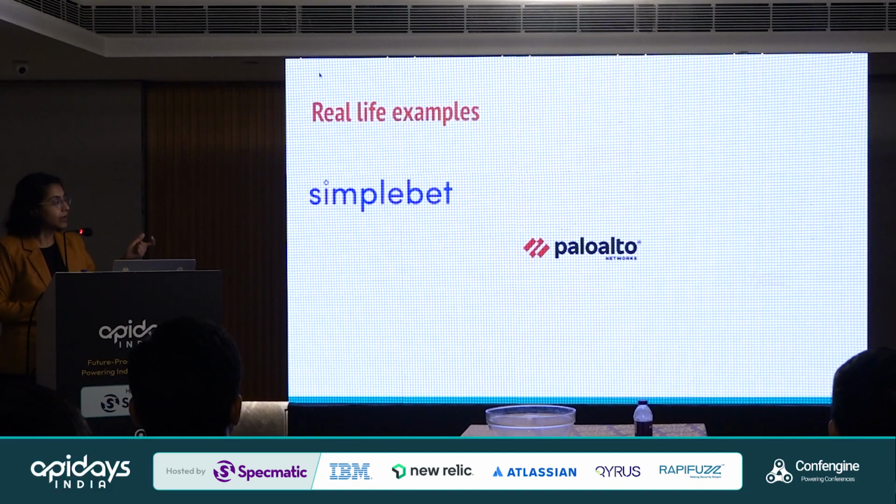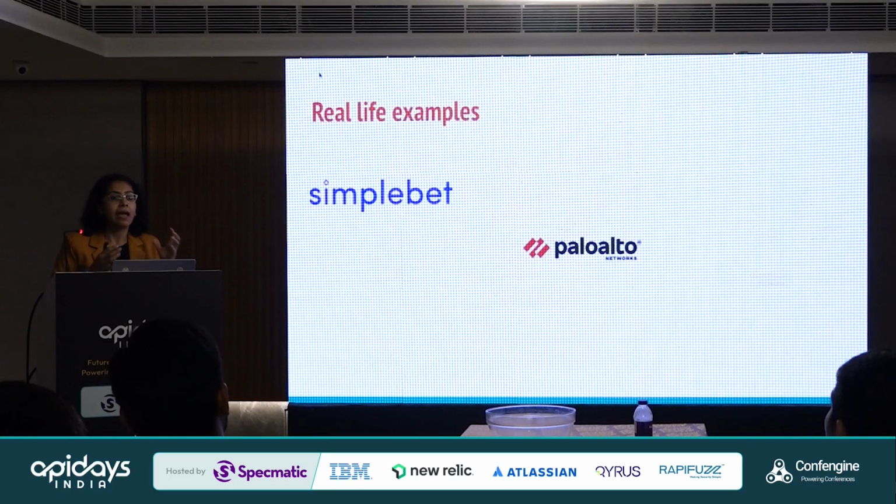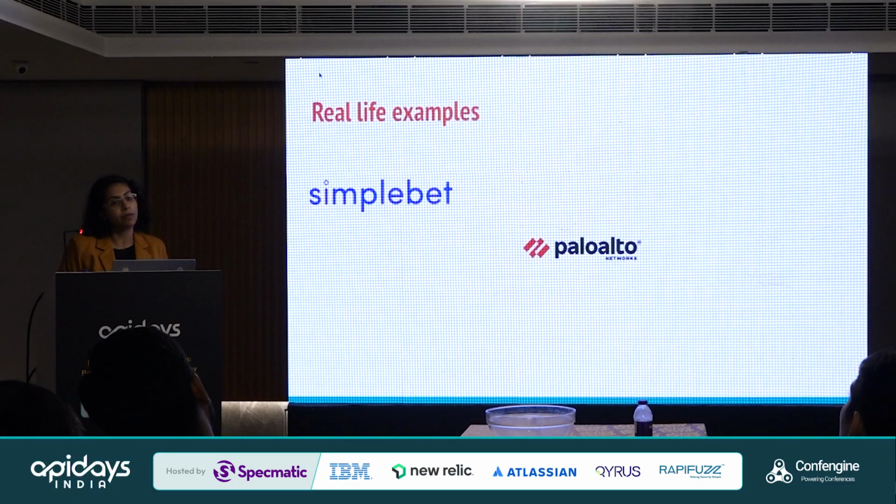Next, we have a cybersecurity expert called Palo Alto Networks. They completely got rid of Kafka because it was causing a lot of operational overhead. And they just chose to go with ScyllaDB for all their async communication.